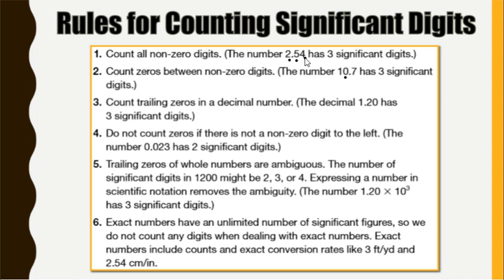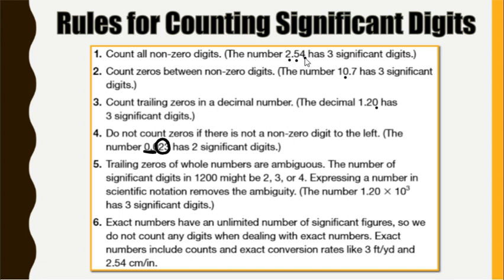The third rule, count trailing zeros in a decimal number. So the decimal 1.20 has 3 significant digits because the 0 is after a digit that's non-zero and it's after the decimal point, so we need to count that. Rule 4, do not count zeros if there is not a non-zero digit to the left. So the number 0.023 only has 2 significant digits because if you look at these first 2 zeros, there's not a non-zero digit before it. Therefore, we do not count them. So the only digits we would count are 2 and 3.